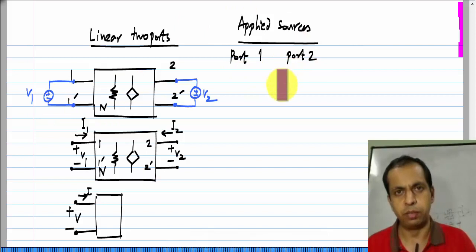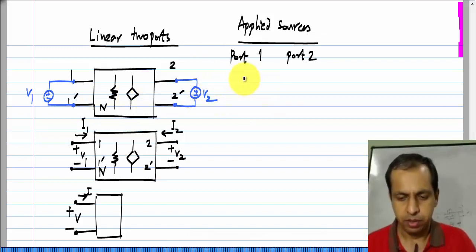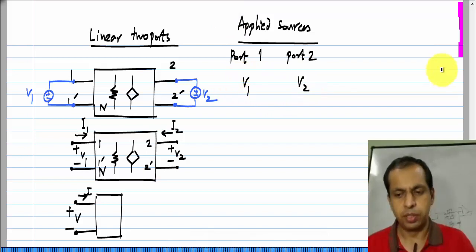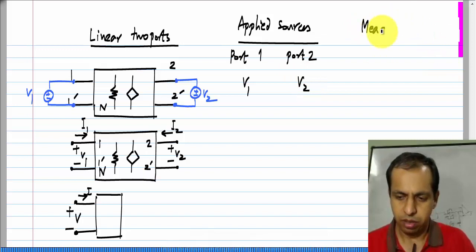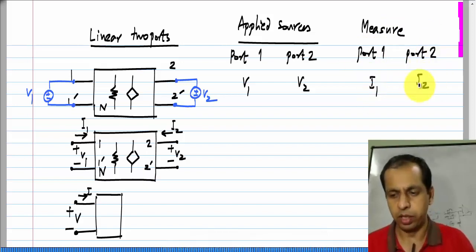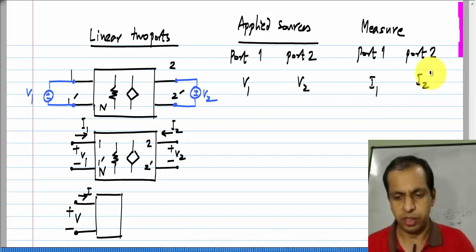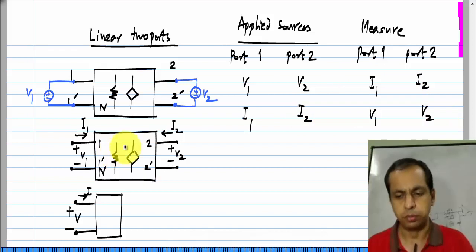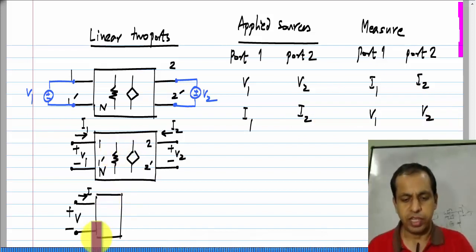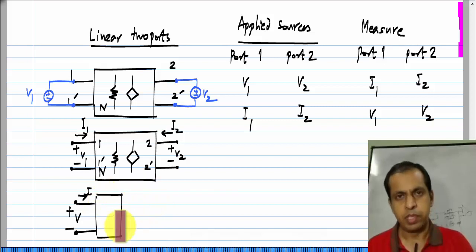Particularly, we have two types of sources, a voltage source and a current source, and we have two ports, port 1 and port 2. So, there are 2 times 2, 4 possibilities. We can apply voltages to both ports and measure or describe the currents. That is, we measure the current I1 at port 1 and current I2 at port 2. Okay. So, this is one possibility. Similarly, we could apply currents I1 and I2 to ports 1 and 2 and measure the resulting voltages V1 and V2.